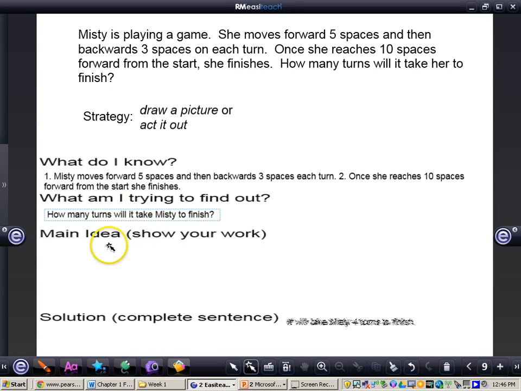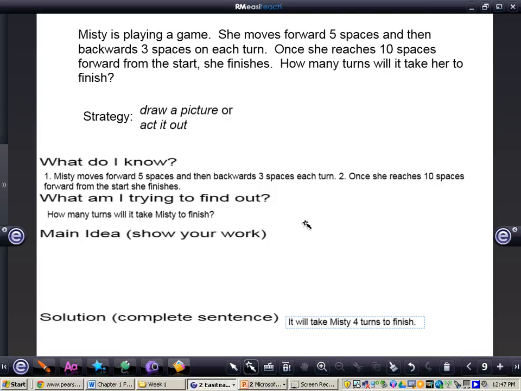What you could have done for this one, you could have drawn a number line, starting from 0 all the way to 10, and then keep going 5 spaces, back 3, and so on until you finally hit the number 10. And your answer should have been, it will take Misty 4 turns to finish.